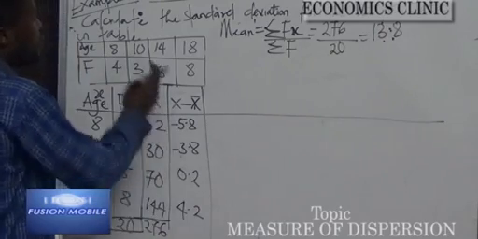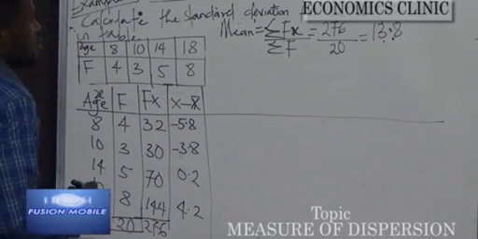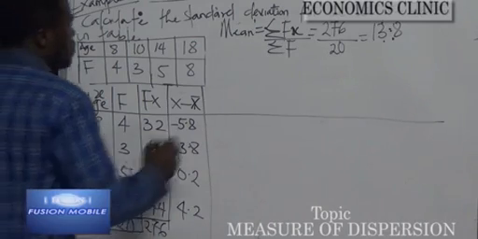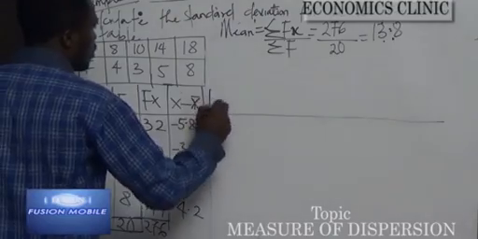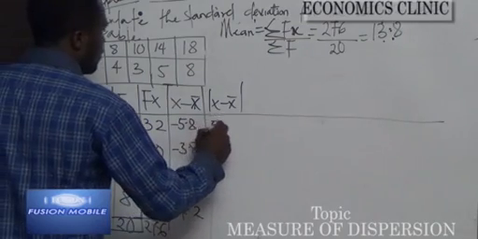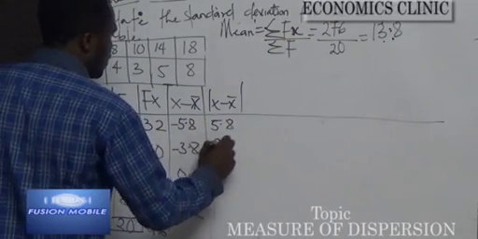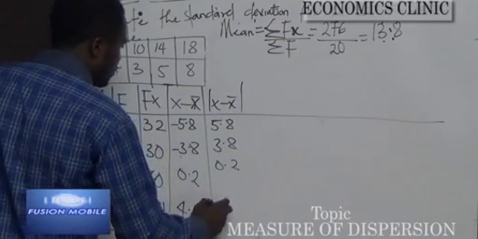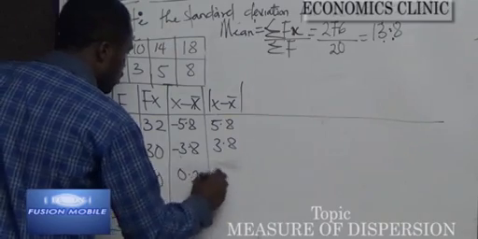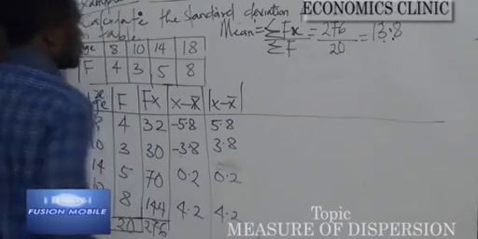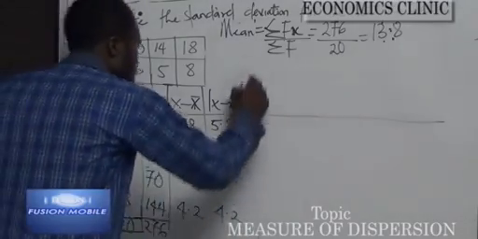By modulus, we remove the minus sign from every value that has minus. So we have modulus x minus x bar. We have 5.8, 3.8, 0.2, and 4.2. This value.